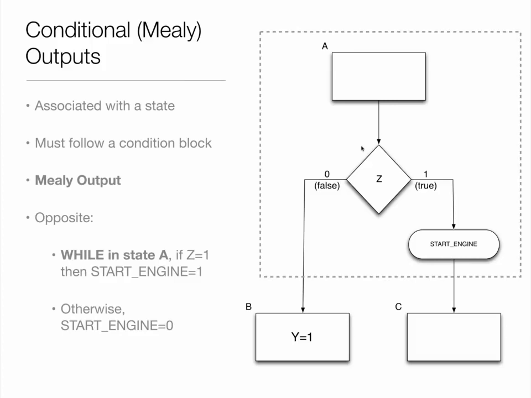So you'll say, well, am I in state A? Yes. Okay, look at Z. If Z's a 1, then you'll just set start engine to 1 straight away in that bit of code. If Z's a 0, we will synchronously go to state B. So the output Y is a Moore output, and start engine is a Mealy output. No reason why you can't have both. So what sort of machine is it? Well, I suppose it's a Mealy machine because they're the only ones to have those types of outputs.